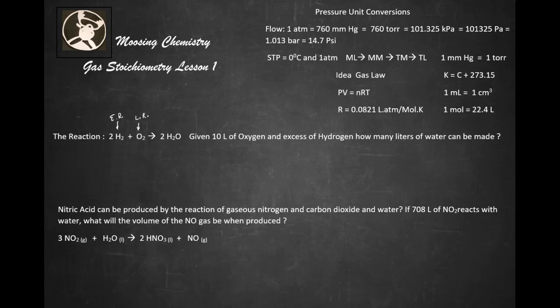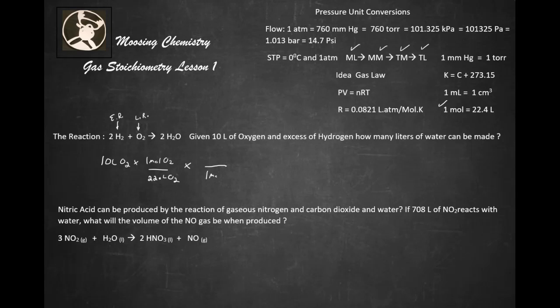Alright, so let's look at the first problem. We take 10 liters of O2 and convert it into moles of O2. We're going to use 22.4 liters, remember? 1 mole is equal to 22.4 liters. In this problem, we're going to go from my liters to my moles to their liters. Pretty darn snarly, huh? So let's get the mole ratio.